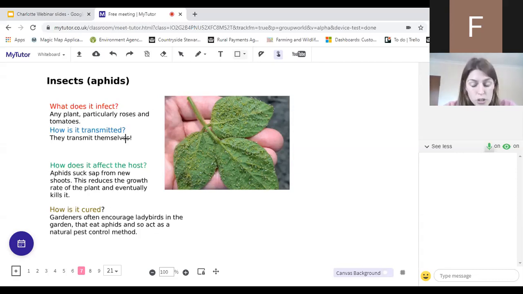How are they cured? So gardeners often encourage ladybirds in the garden. Ladybirds are a natural predator of aphids, and so they act as a natural pest control method. So rather than using an insecticide, you might hope that ladybirds would be able to solve the problem for you.